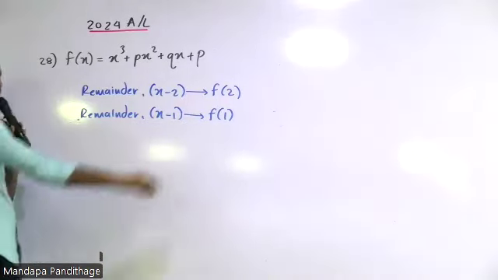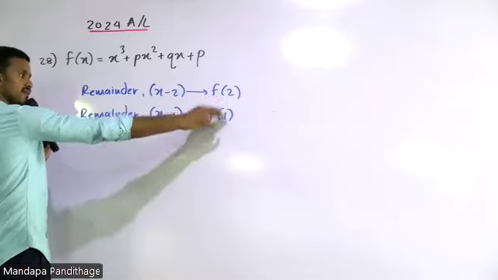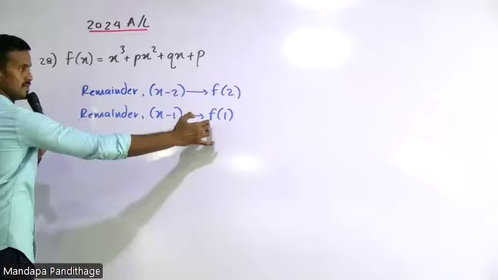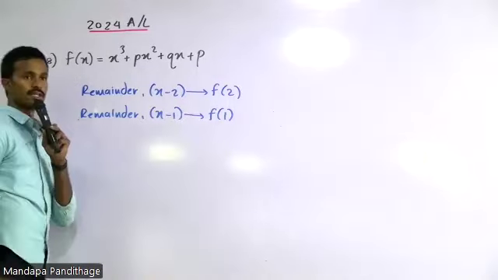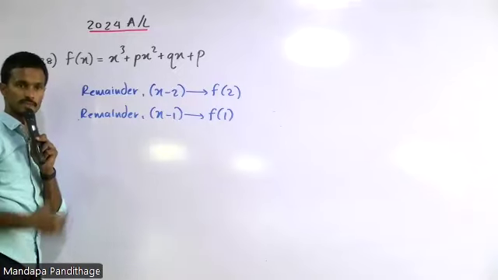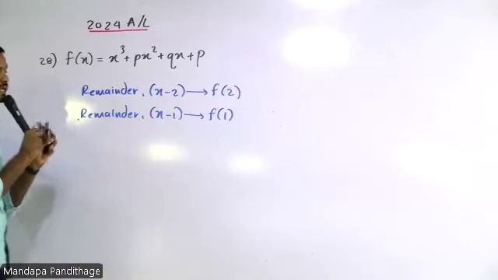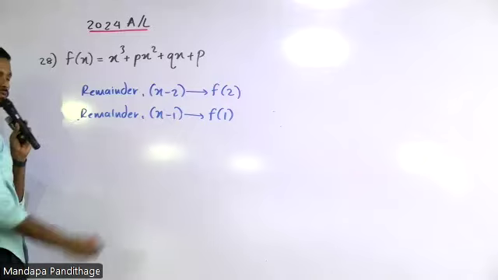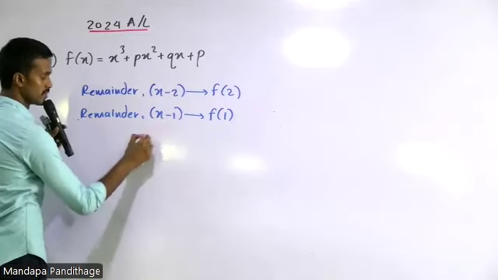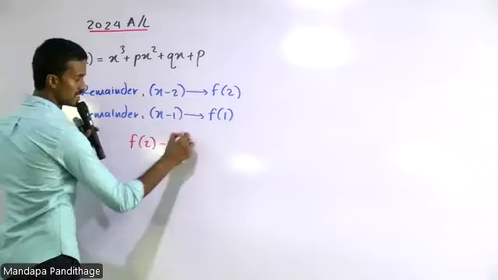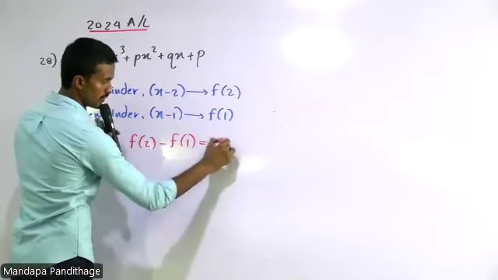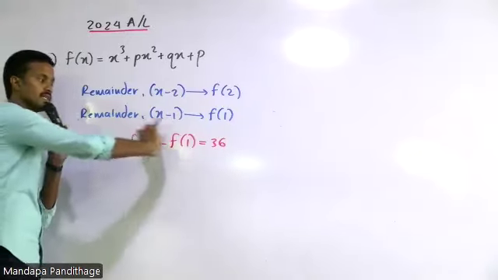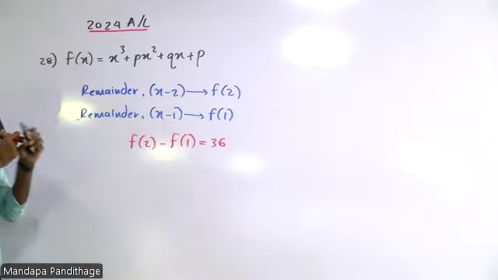Can I say this remainder is 36 more than this one? So when we are talking about that this remainder is 36 more than this one, it is about the difference, no? So how can you write it in a mathematical way? That is given in an English sentence. How can you write it in a mathematical way? f(2) minus f(1) is equal to 36. This is 36 more than this. Clear? So this is how you convert that English phrase into a mathematical equation.